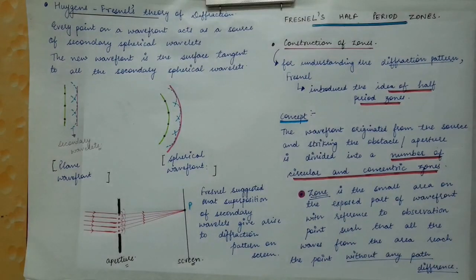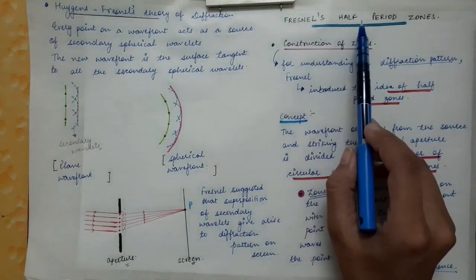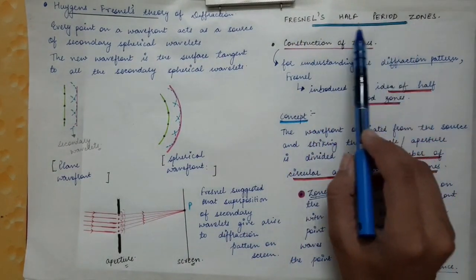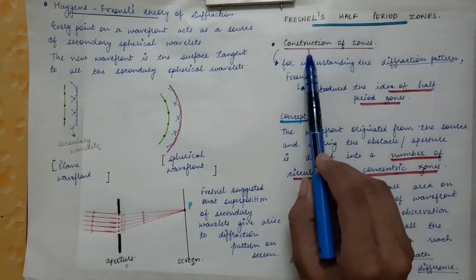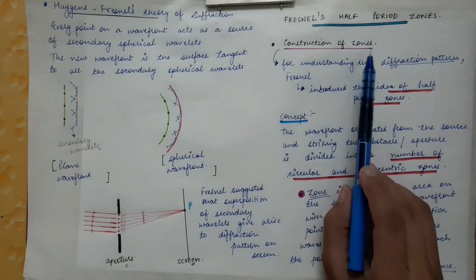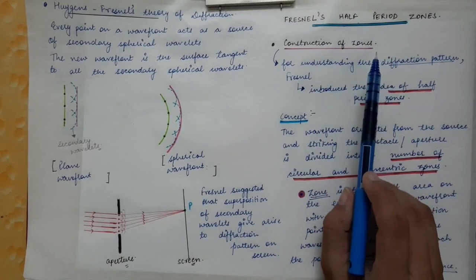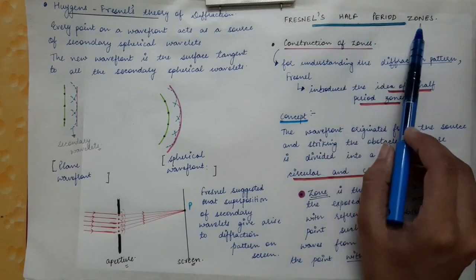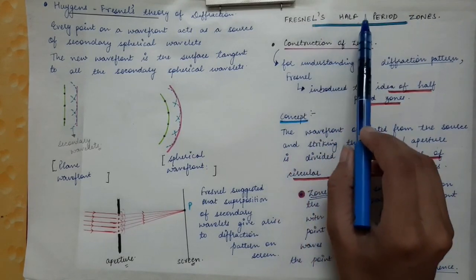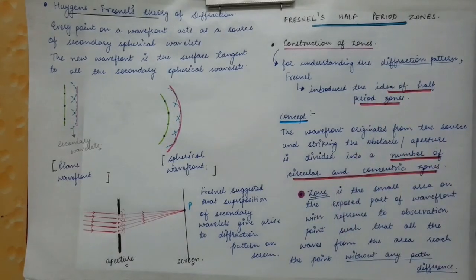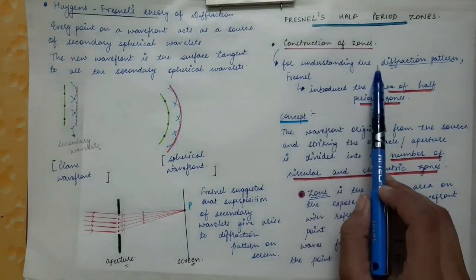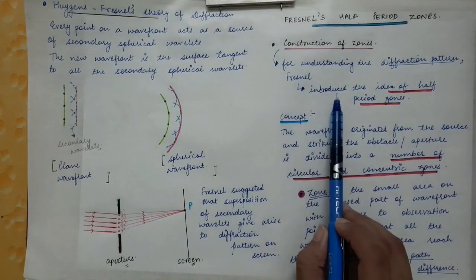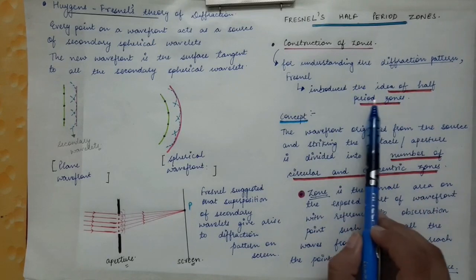Now to explain the phenomenon of diffraction, Fresnel introduced the concept of half period zones. So in this topic we will discuss what the half period zones are, what the construction of these zones is, and what the radius and area of these half period zones are. Fresnel gave the concept of half period zones to explain the phenomenon of diffraction. For understanding the diffraction pattern, Fresnel introduced the idea of half period zones.